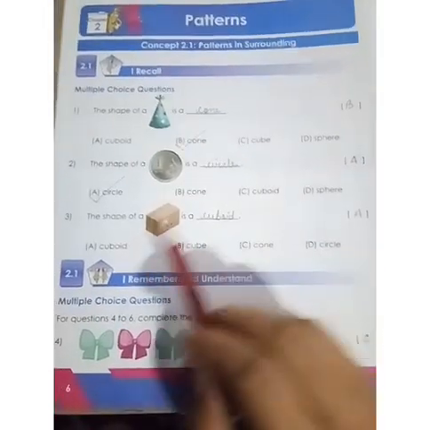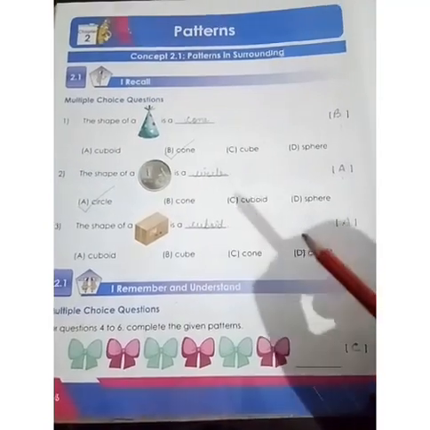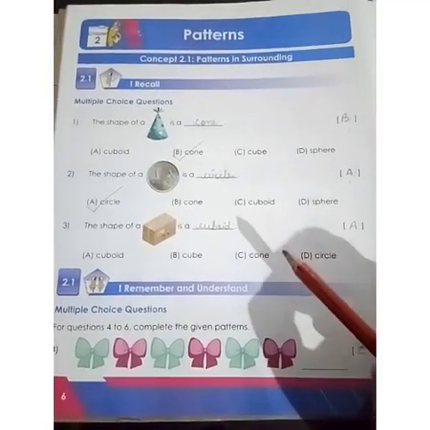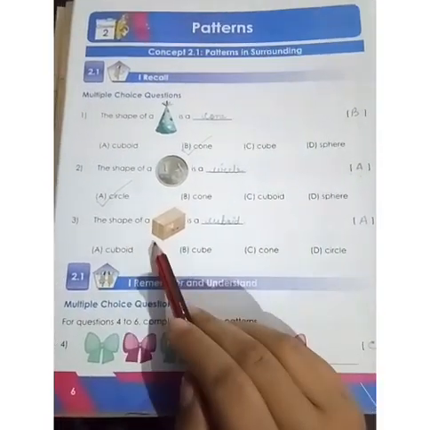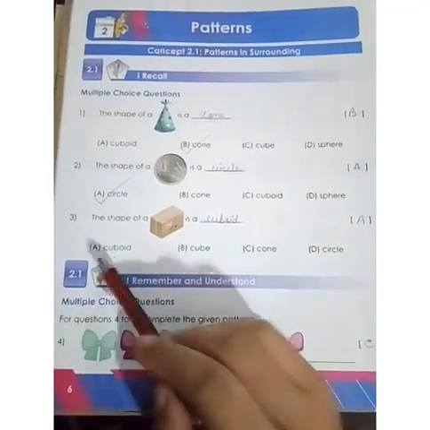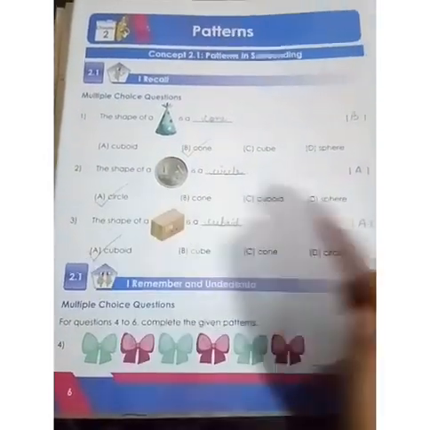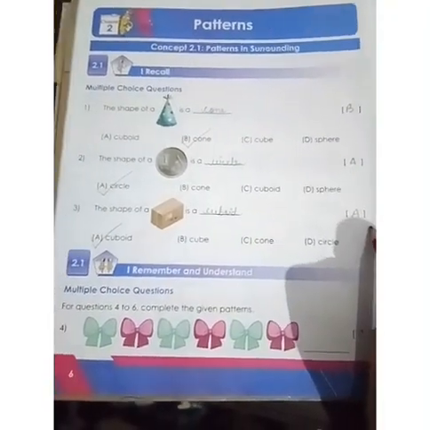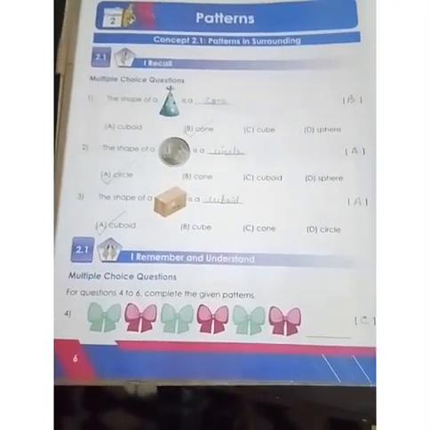Remember, always we have to do the workbook using a pencil. The shape of a box is a cuboid, and the cuboid is given here, option A, and write the option A here. Questions 4, 5, 6 are also multiple choice questions involving pictures.